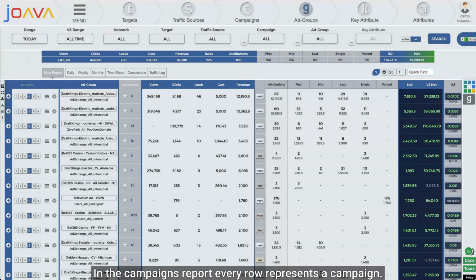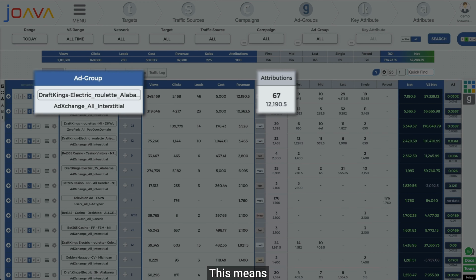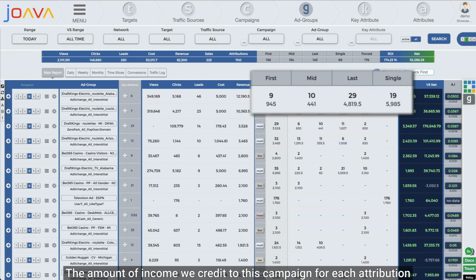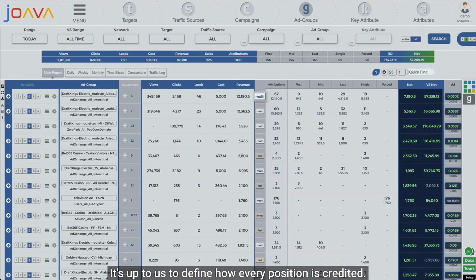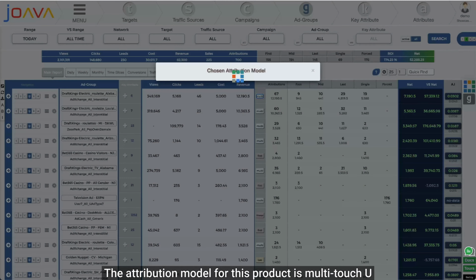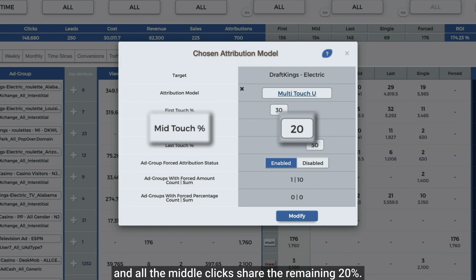In the campaigns report, every row represents a campaign. This first campaign has 67 attributions with 12K revenue. This means it has contributed to the sale within the acquisition journey 67 times. The amount of income we credit to this campaign for each attribution is dependent on where it participated in the journey. It's up to us to define how every position is credited. The attribution model for this product is multi-touch U with a split of 30% for the first click, 50% for the last click, and all the middle clicks share the remaining 20%.